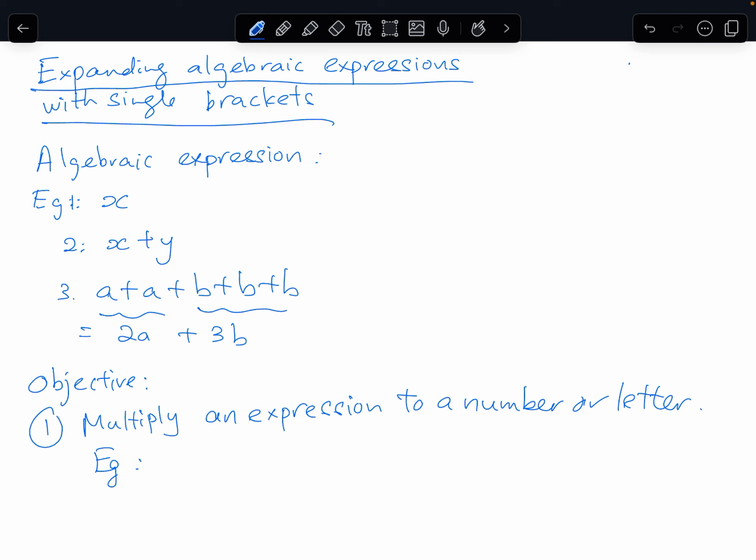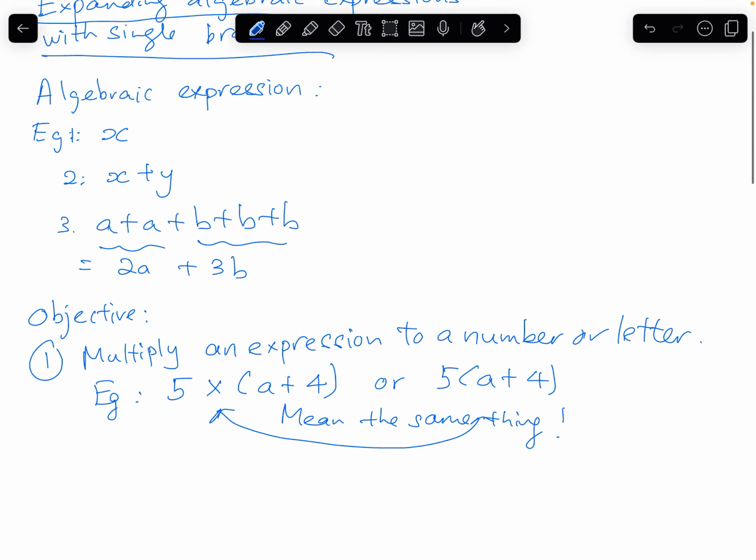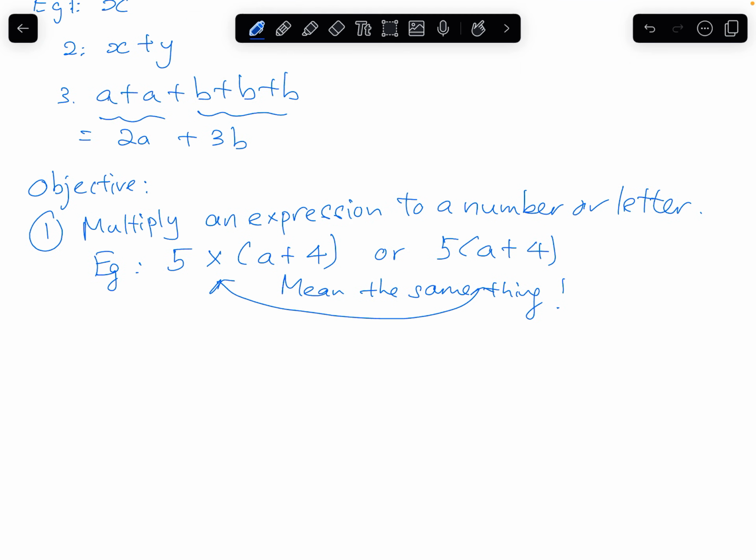We're going to learn how to do 5 multiplied by an expression. Let's call the expression A plus 4. Usually we don't write this with the multiplication sign. We actually write it with brackets, because these two basically mean the same thing. It's just a more fanciful way. There's nothing wrong with writing 5 times A plus 4 or 5 bracket A plus 4, which generally mean the same thing. Now, what does this all actually mean?